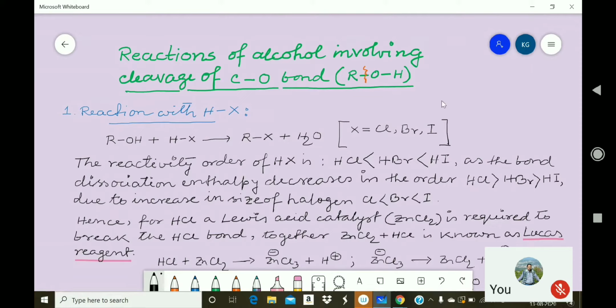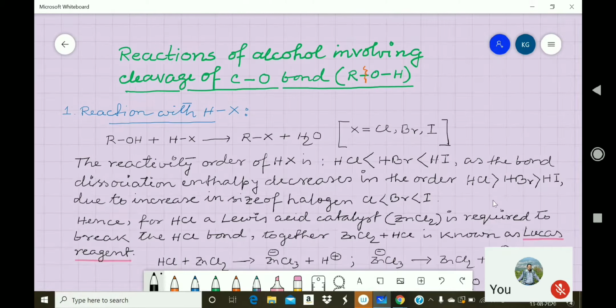The number one reaction is reaction with hydrogen halide. When alcohol is reacted with hydrogen halide, we get alkyl halide as the product. Here, the reactivity order is from HCl towards HI, the reactivity increases because, due to the increasing size of the halogen, the bond dissociation enthalpy decreases in the order from HCl to HI.